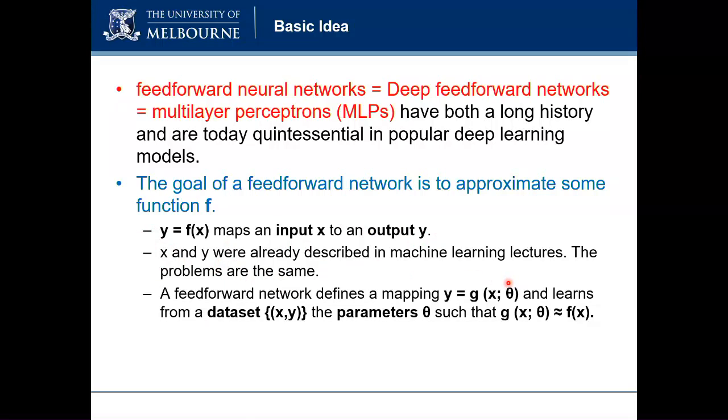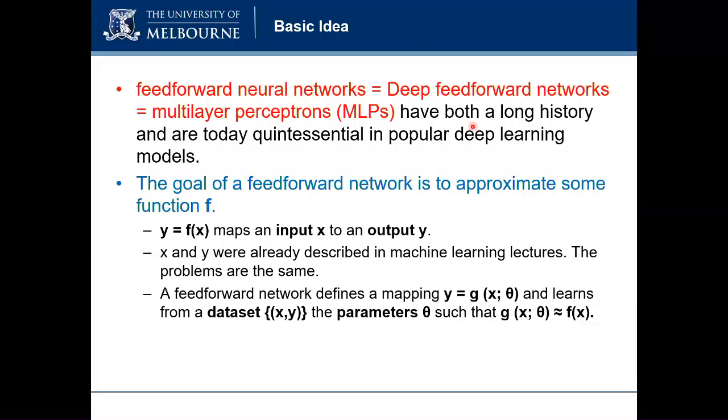So the problems are the same. We are talking about the same set of problems: regression, classification, binary, non-binary. The whole idea, as I said, is that a feed-forward network defines a mapping, let's say y = g(x; θ), where you have the parameters theta. These are the weights and other things in the feed-forward network. It learns from a data set of x, y pairs, as we have done before, and learns the parameters, the theta vector, such that g(x; θ) approximates f(x). All right, that's the end of it. It's very simple, deceptively simple.